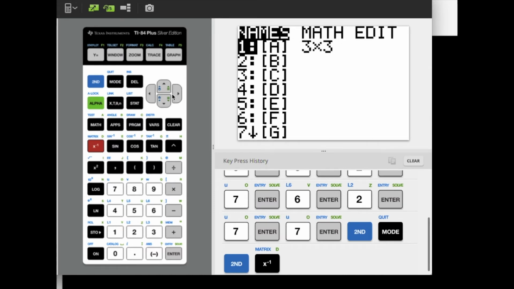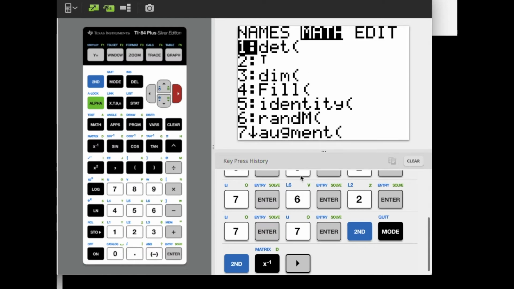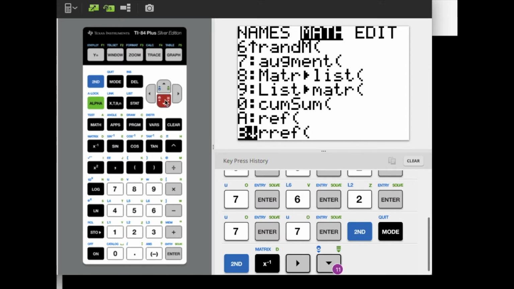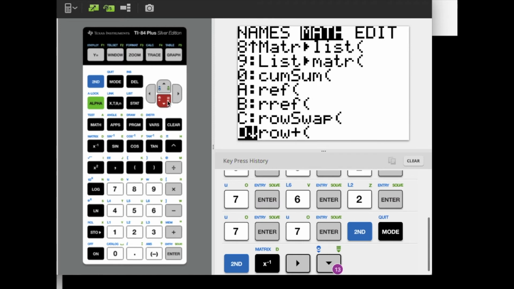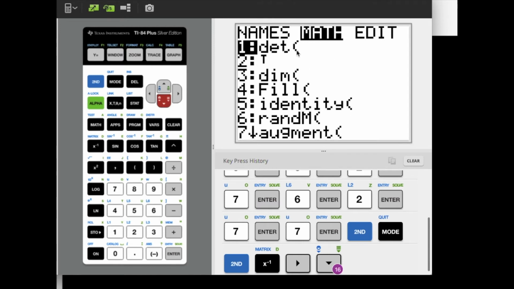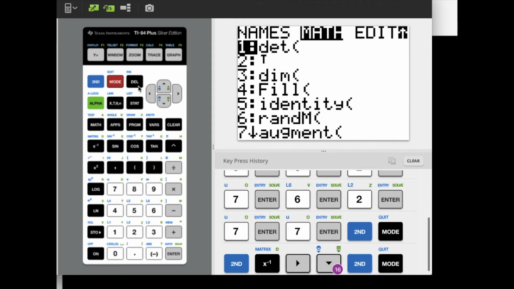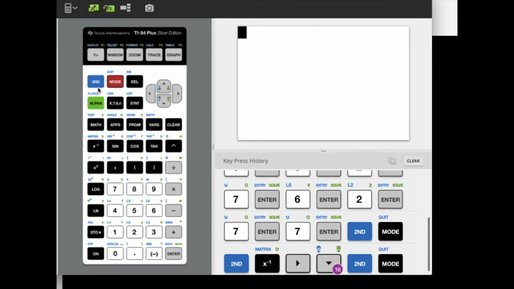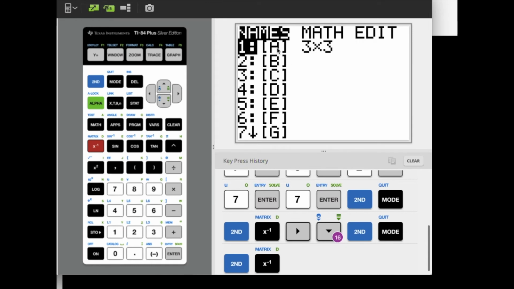Now in math, let's go over to math. You're going to see a bunch of stuff in here that you could do with a matrix. Scroll down. All these things you could do with a matrix. REF, row echelon form, RREF, reduced row echelon form. We've seen determinants you can do, dimensions, a lot of stuff you could do with it. But I want to do an inverse. So back to my home screen. Back to matrix, we're going to pull up matrix A to do the inverse.